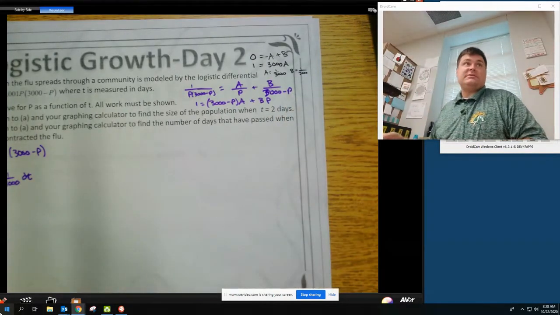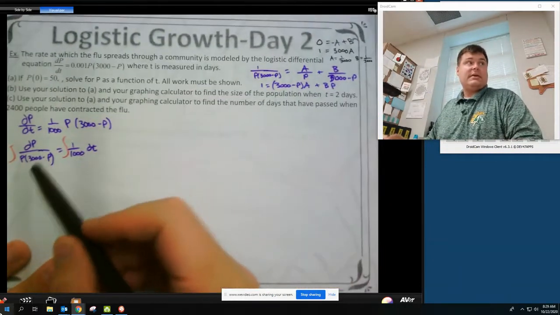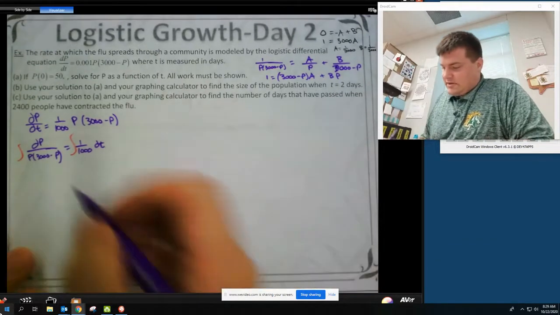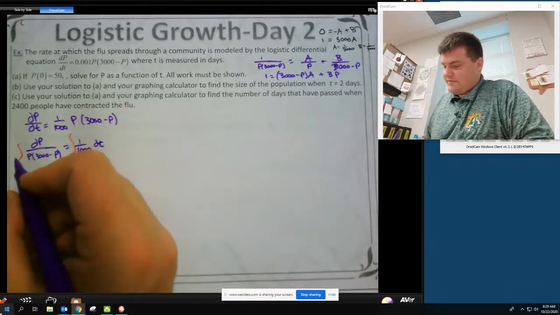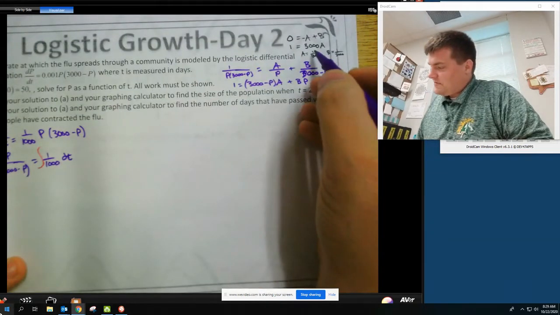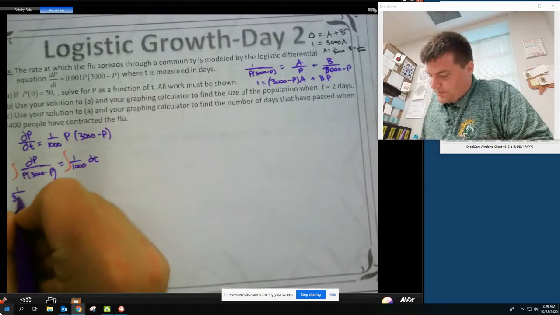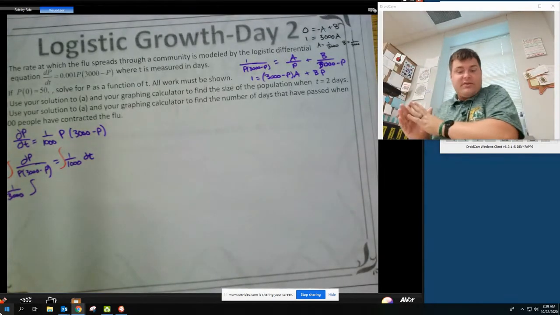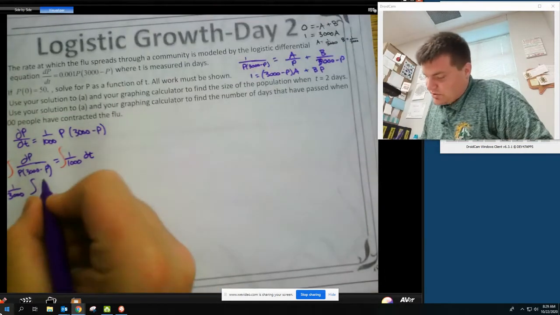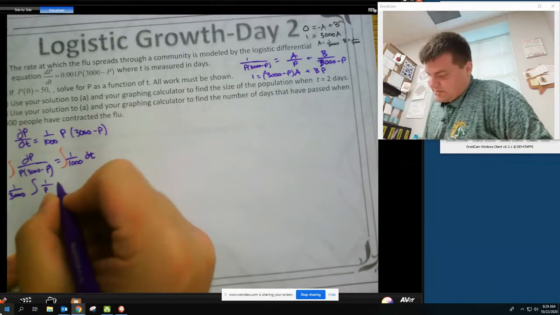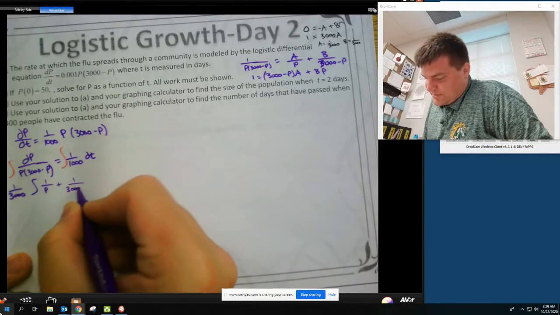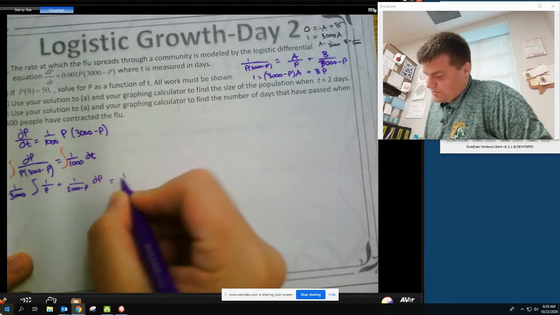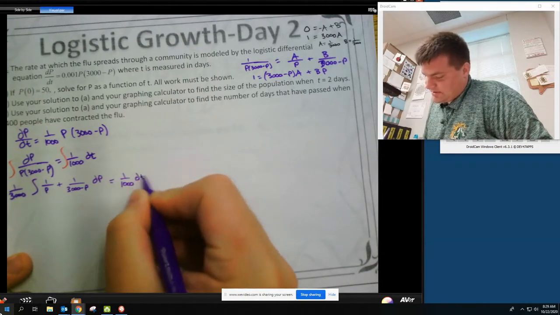So I can go ahead and use this side work and rewrite this integral as, well, they're going to have a GCF, right? I'm going to have a GCF of 1 over 3,000, so I'm going to take out the 1 over 3,000 integral, because A and B are both 1 over 3,000. So I'm left with just 1 over p plus 1 over (3,000 minus p), and this is all dp, equals 1 over 1,000 dt.